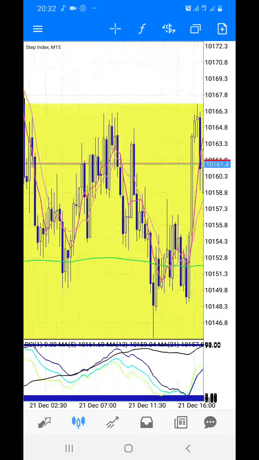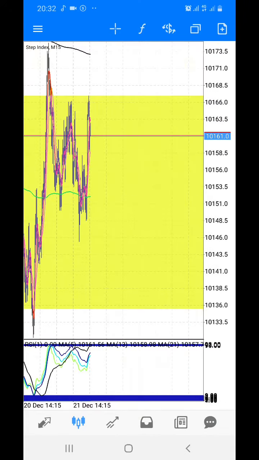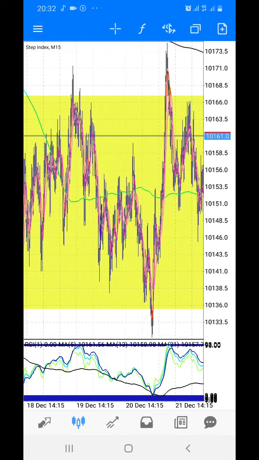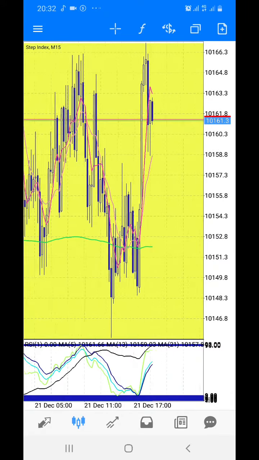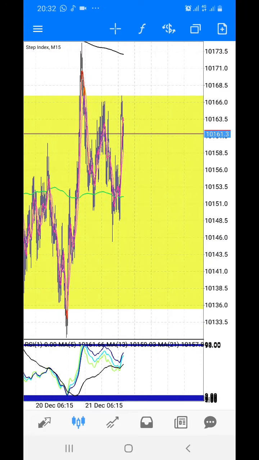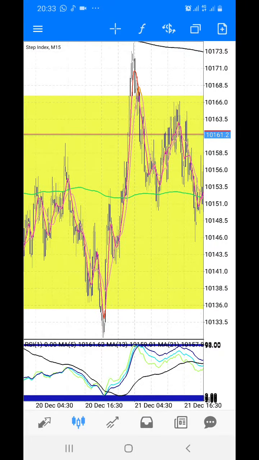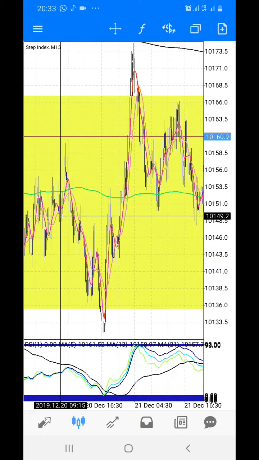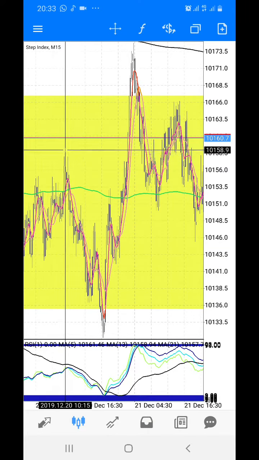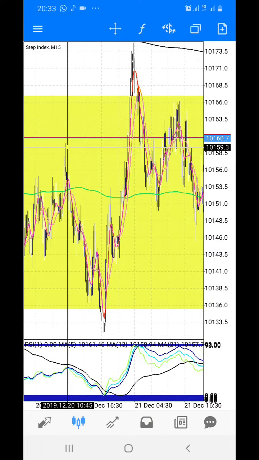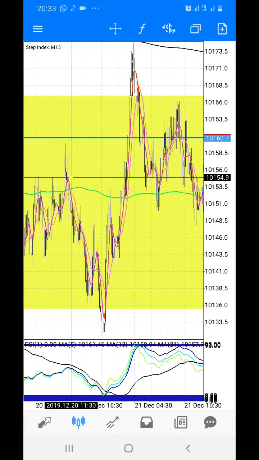Okay, so without further ado, let's get started. Look at the movement of Step Index. Look at what I have here. It has a summary of everything. Only this portion here has a summary of everything, levels and stuff. If we look at this point here, this is where everything began.